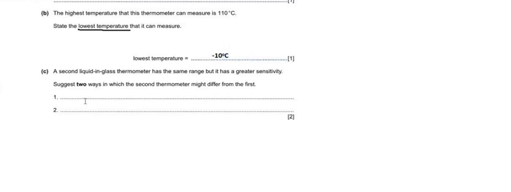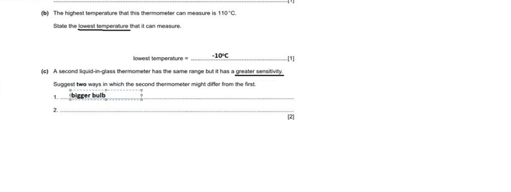Now the third C part of the question, the liquid in glass thermometer has the same range but it has the greater sensitivity. So here it is the point of the sensitivity. Suggest two ways in which the second thermometer might differ from the first. So we had seen about the sensitivity before in one question. I told you when the sensitivity is higher, then we have the larger size of the bulb and the smaller size of the diameter of the bore or the capillary. So what two ways the second thermometer differs from the first is that it should have the bigger size of bulb. So you can write down the bigger bulb.